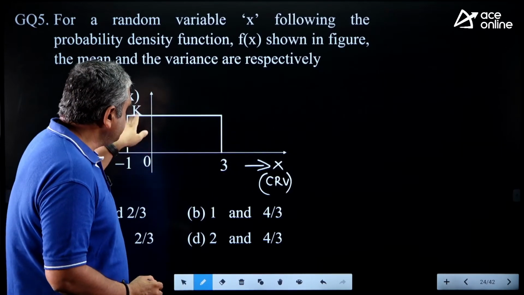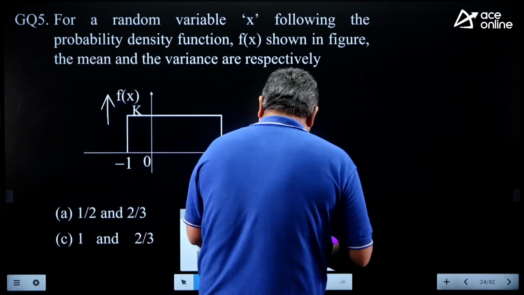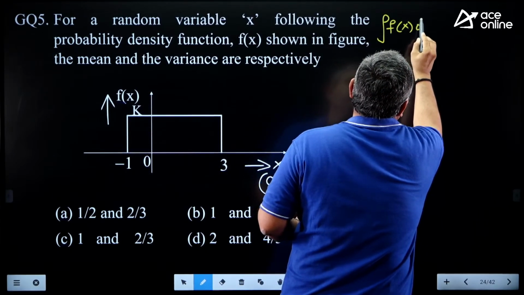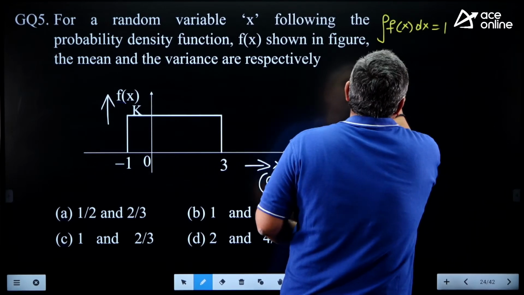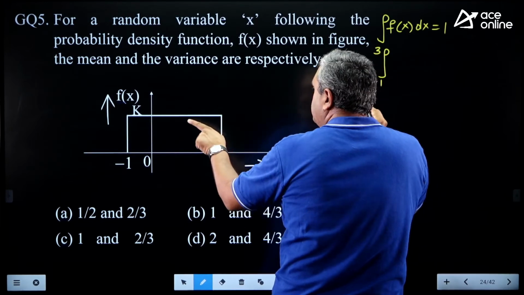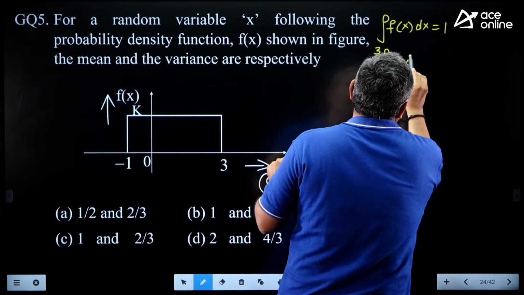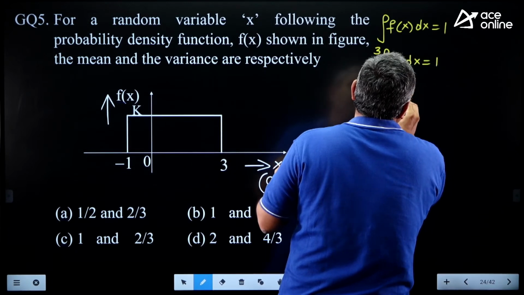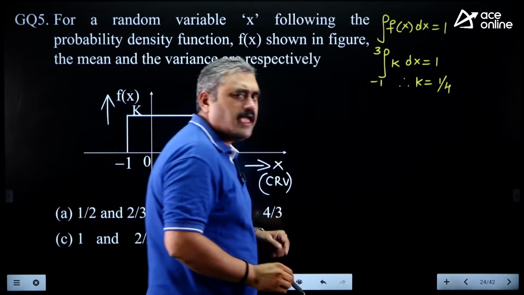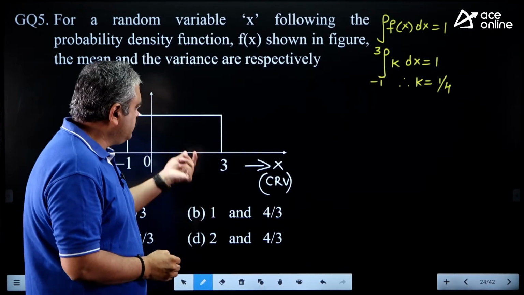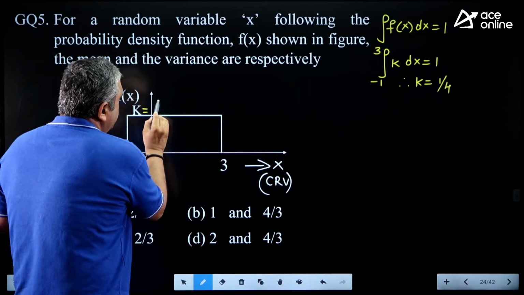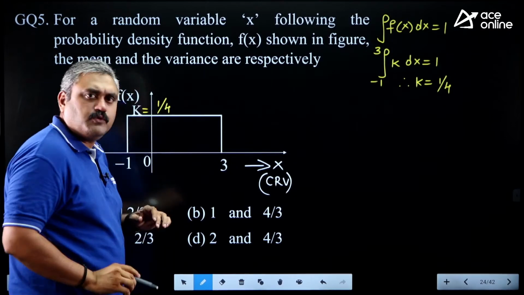Now first find the value of k. How will you find the value of constant k? You know the total area under a probability density function curve is 1. So when you integrate this function from -1 to 3, which is given as k, it will be equal to 1. So the value of this constant k becomes 1 by 4. Area of a rectangle is 1. Total area should be 1. Base is 4. Height should be 1 by 4. So that is the reason the value of this constant will be 1 by 4.